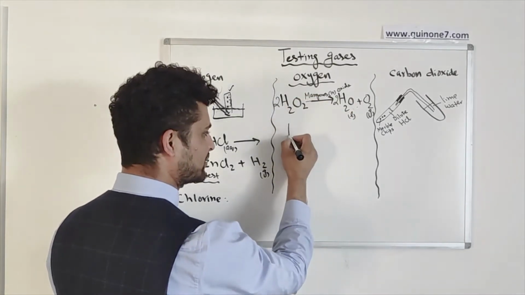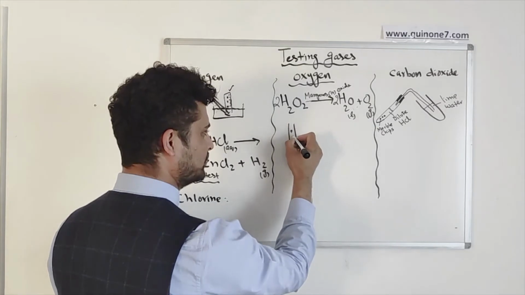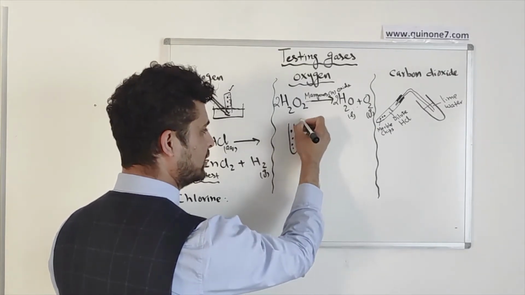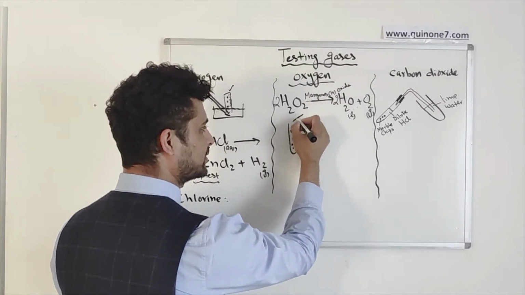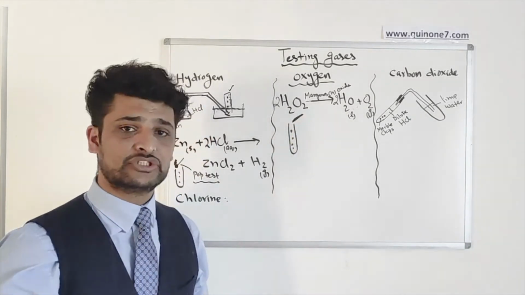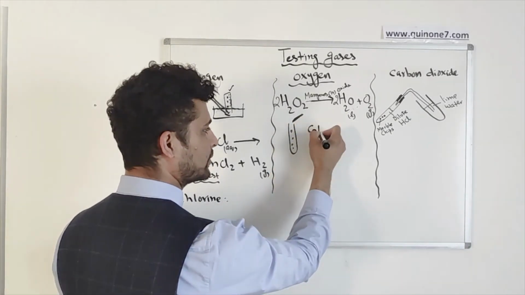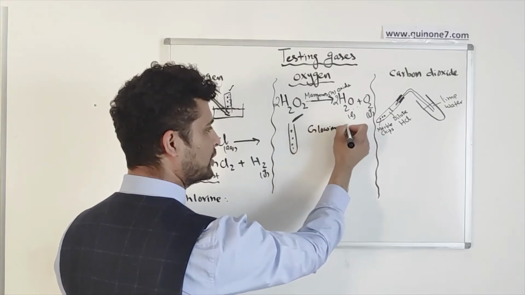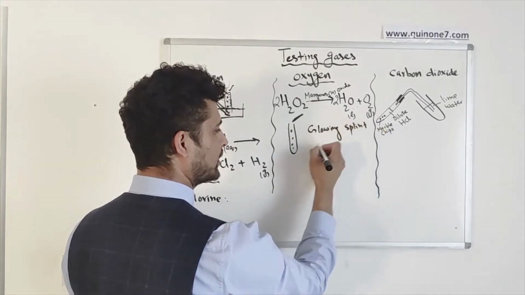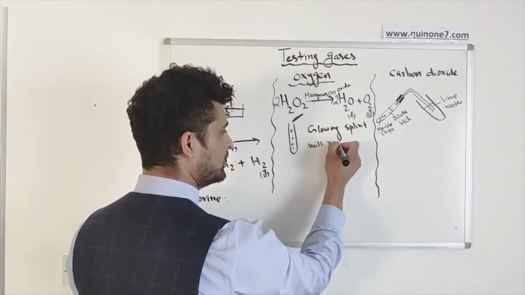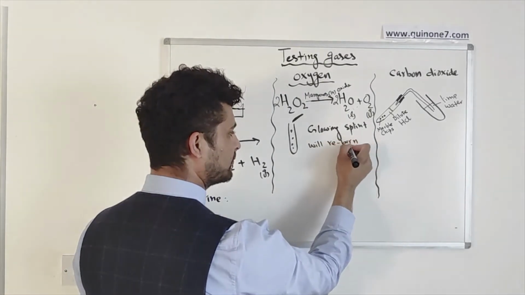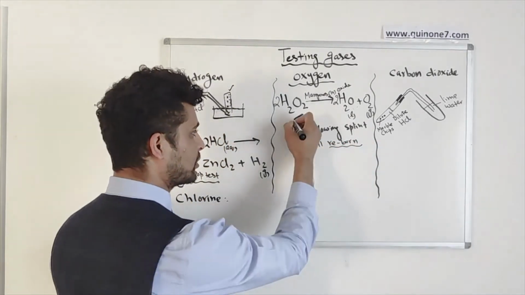But once you collect the oxygen gas in the test tube, which is going to come out here, you will take the splint which is not lit, so a glowing splint, and it will reburn. It will start burning again.